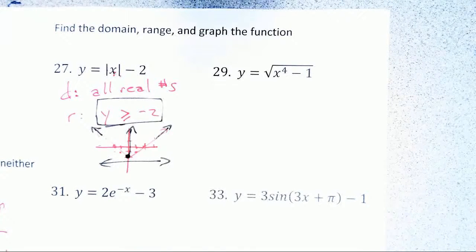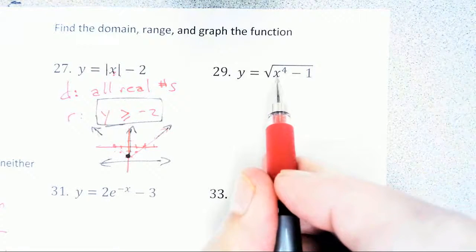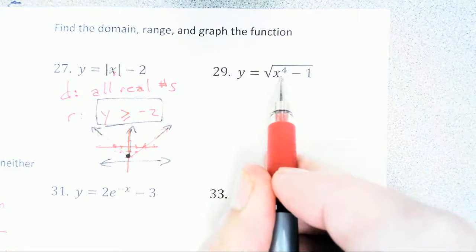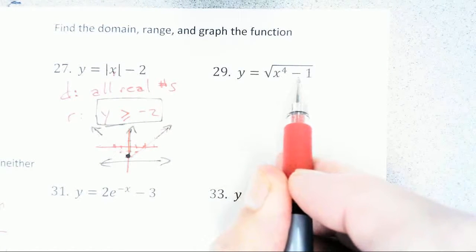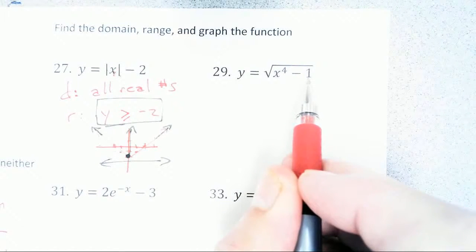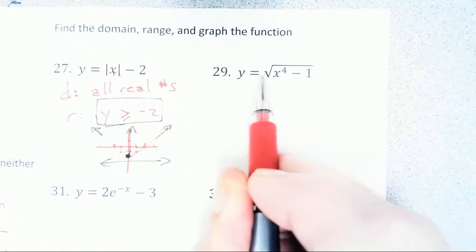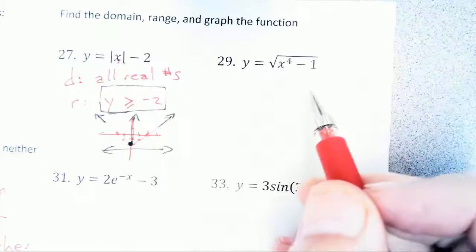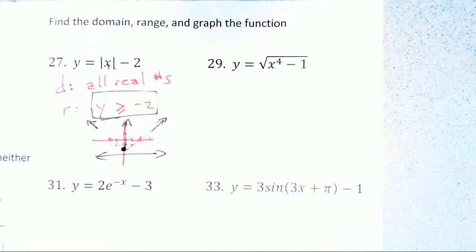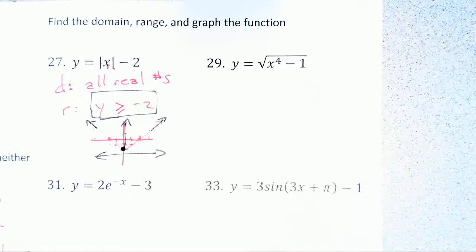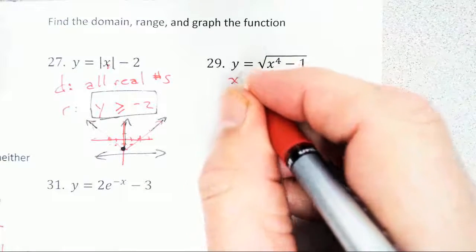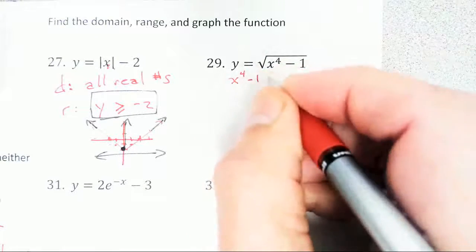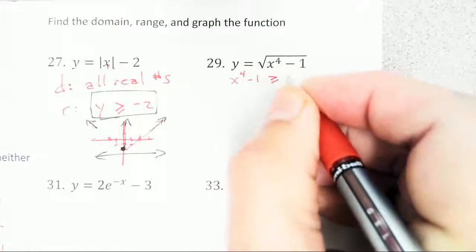All right, domain, range, number 29. Can I take any number I want to the fourth power? Yes. Can I subtract any number I want? Yes. Can I take the square root of any number I want and get a real number answer? No, I can't take the square root of a negative. Therefore, in our study for domain, I'm interested when x to the fourth minus 1 is bigger than or equal to 0.